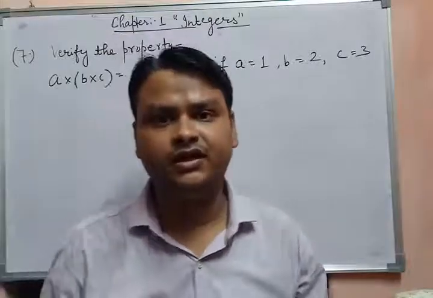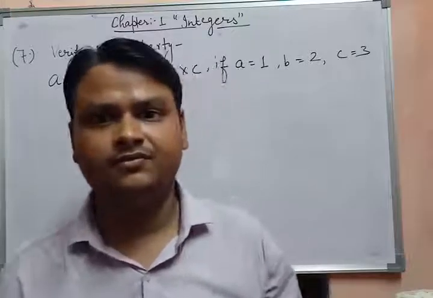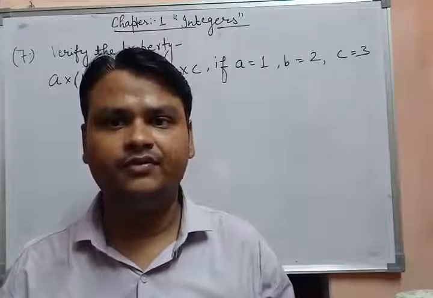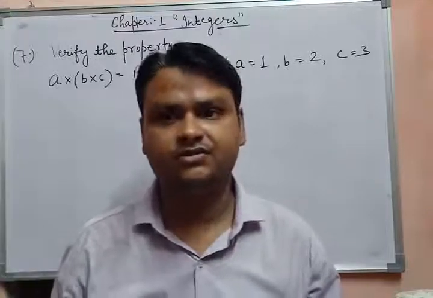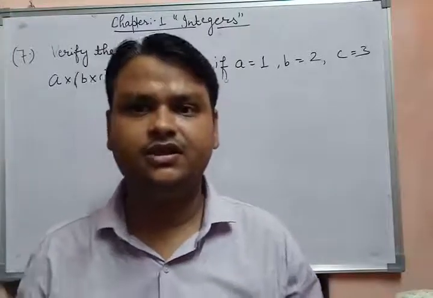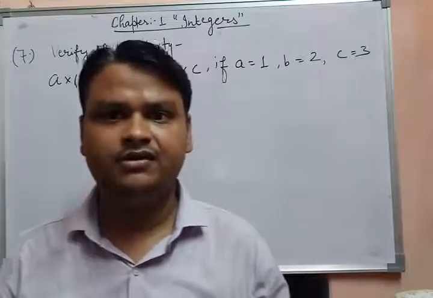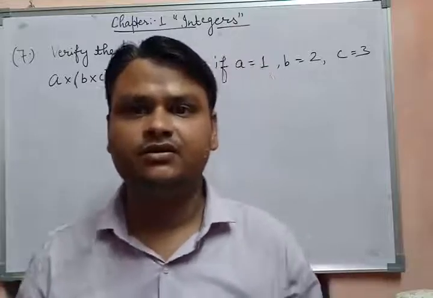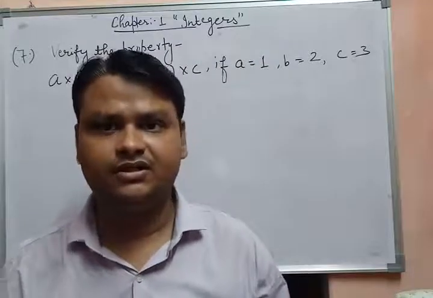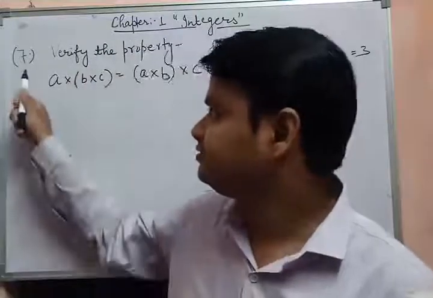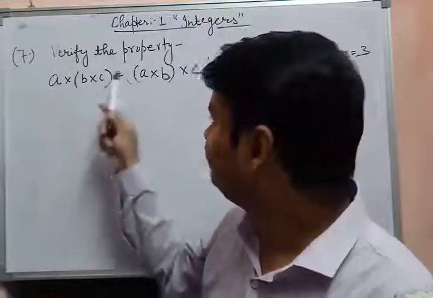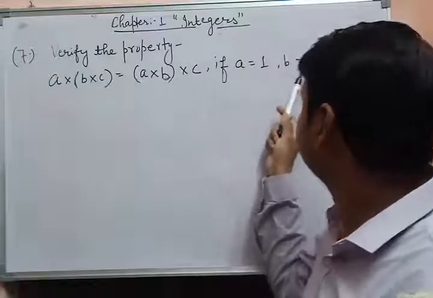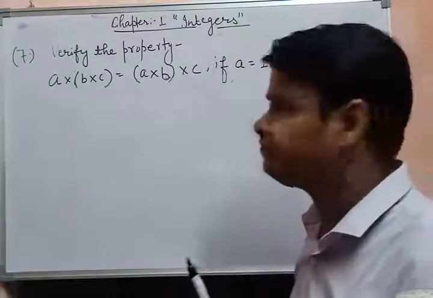And yesterday I revised chapter 1, whose name is integers, and I solved some questions of the revision exercise, and today I will solve the remaining questions. So let's start. Now question number 7 says: verify the property, if a is equal to 1, b is equal to 2 and c is equal to 3.